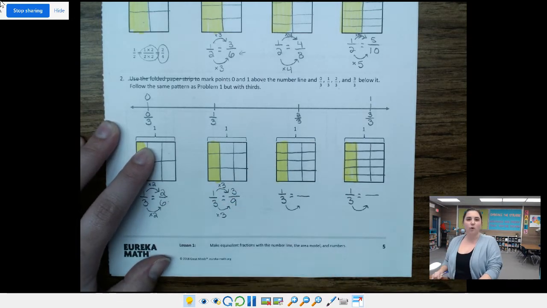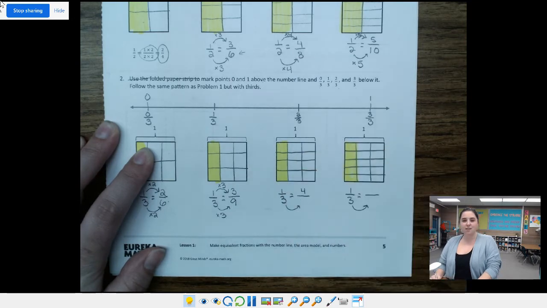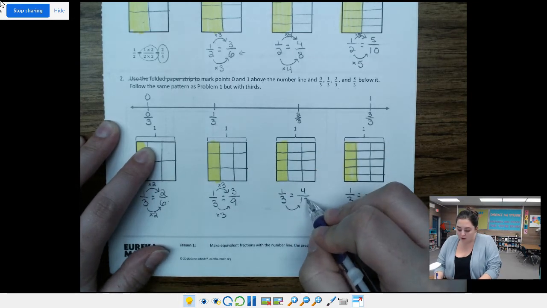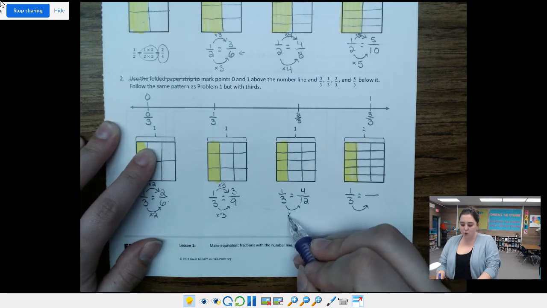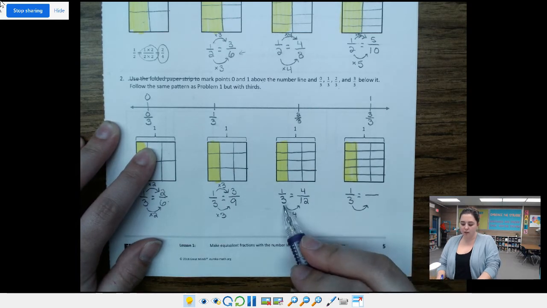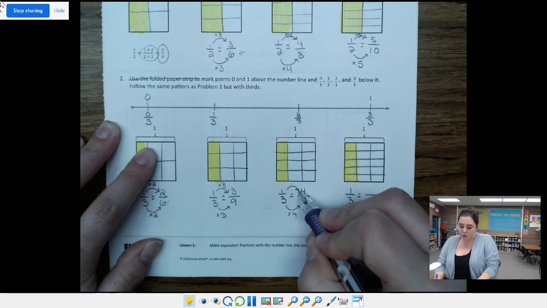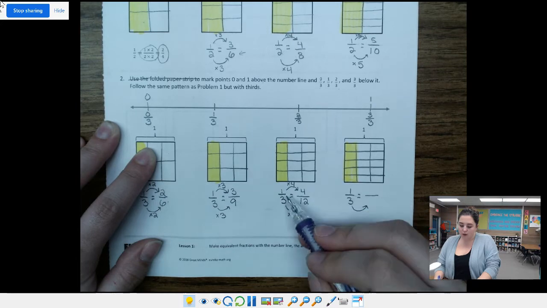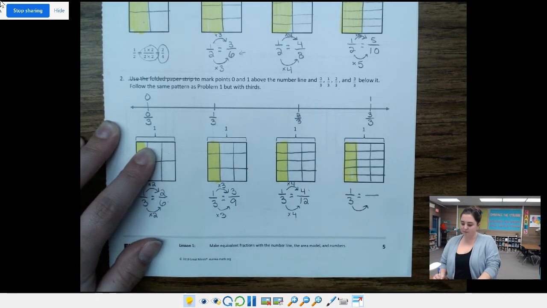So these are equal. The next one, I have 4 shaded boxes, and we have 12 boxes total. We can check this because I'd be multiplying by 4. 3 times 4 is 12. And if I do times 4 on top, 1 times 4 is 4. So these fractions are equal.